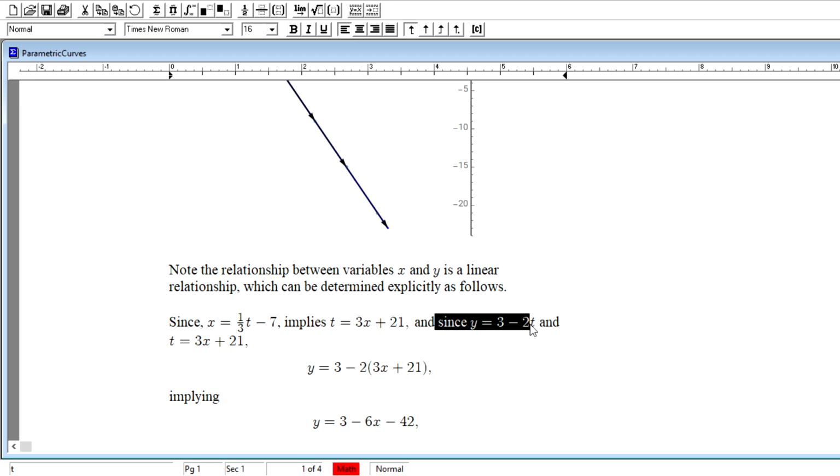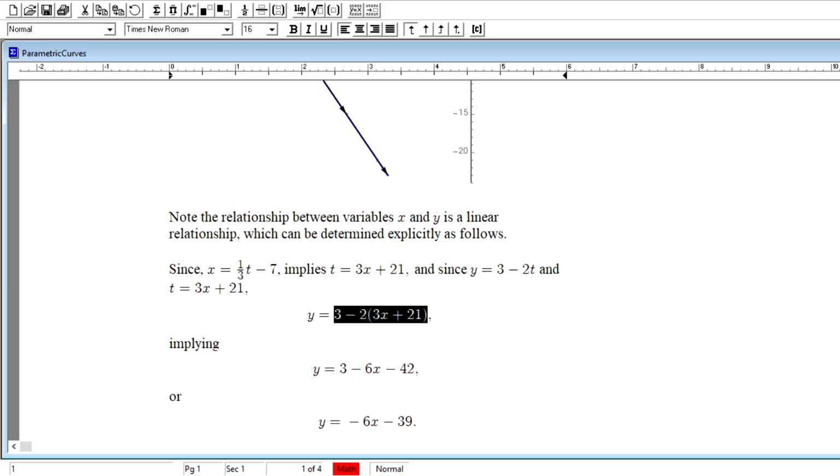And furthermore, since y is equal to 3 minus 2t, and t is equal to 3x plus 21, we're able to substitute for t the value 3x plus 21. We can write y equals 3 minus 2 times the quantity 3x plus 21. Simplifying the right-hand side, 3 minus 6x minus 42 would be equal to y, or y in the end would be equal to negative 6x minus 39.